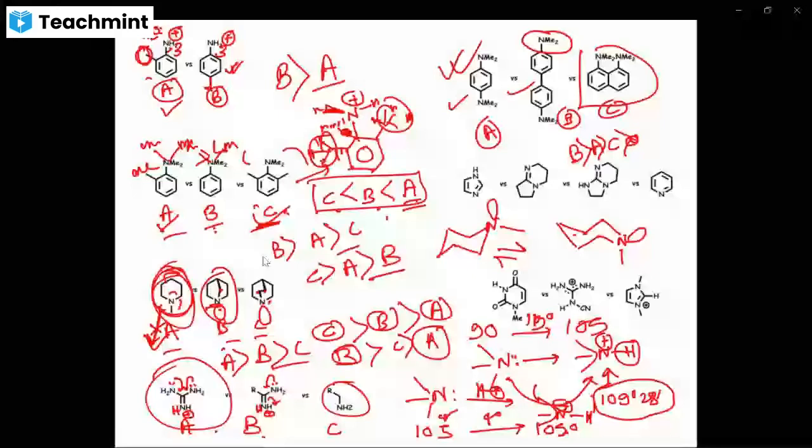But for now, what I can tell is B will be most basic, then A, and then C, because between A and B, maybe some electron withdrawal is there from this NMe2 group. Maybe, I'm telling. Yeah, tell if you have any opinion. Yeah, it is a proton sponge, right? We did not consider that. Yeah, it is a proton sponge.